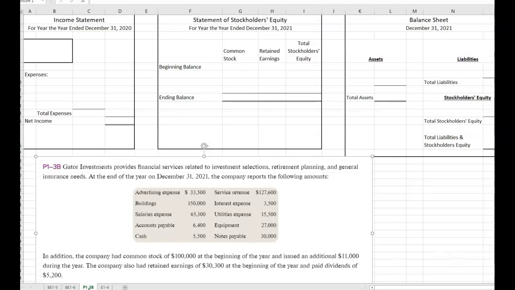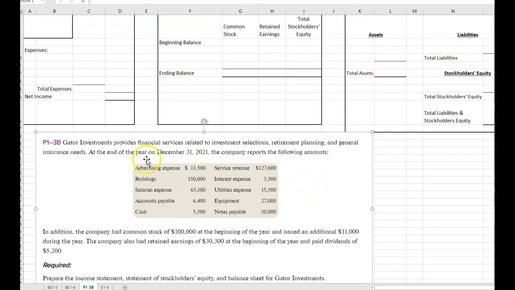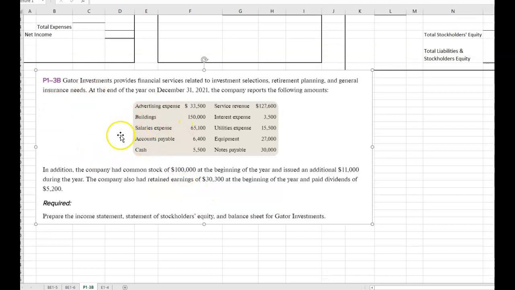Okay, let's move on to P1-3B. So that means problem 1-3 set. And I have it posted down here, and you can also look at it in your textbook. So we have this company called Gator Investments, and it helps to pay attention to what the company does because it helps you to determine these types of accounts better. So they provide financial services.